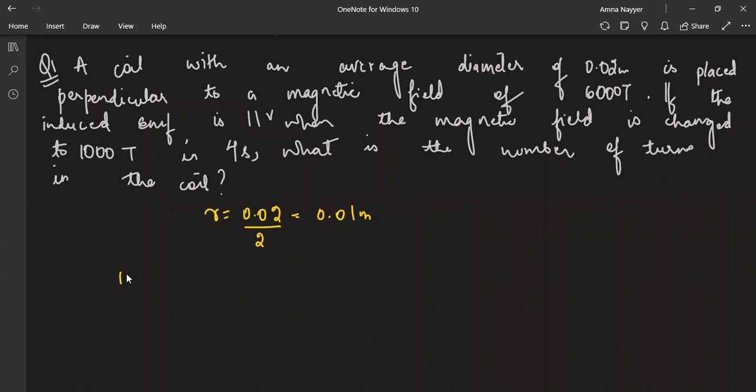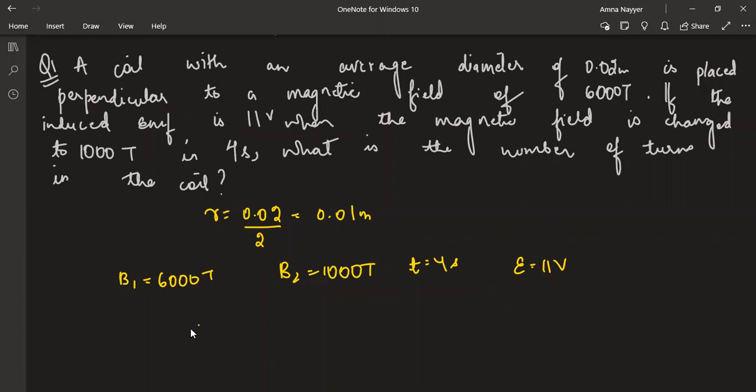Now see, what is the magnetic field initially? It is given as 6,000 Tesla. Finally, your magnetic field becomes 1,000 Tesla, right? Now what else? Time is given to you as 4 seconds and EMF is given to you as 11 volt. This much information is provided to you. You have to find out the number of turns.